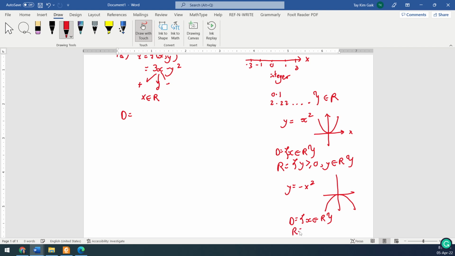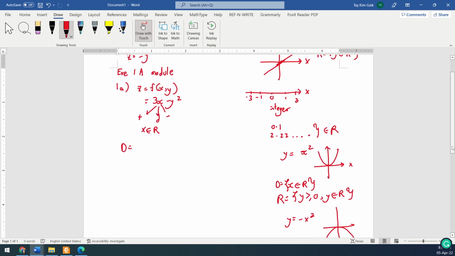Okay, the range is actually y less than or equal to 0, where y is a member of real numbers. So this is for the case of a function of one variable.